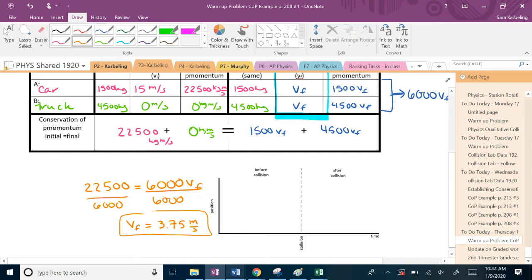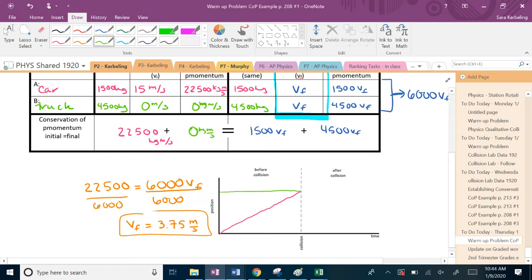Let's do the graph too. Why not, right? It's always good to know that you know what's happening. So let's go ahead and draw this. The initial is going to look kind of similar to the ones that we've drawn before. So it's got some velocity here and that truck is not moving.